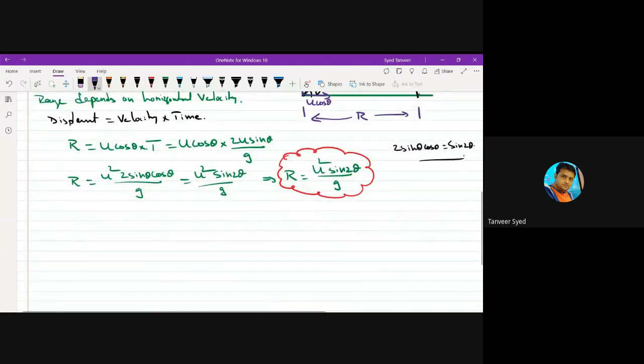Okay. And an important point regarding this range is, for a given velocity, that means u is fixed. Then what does range depend upon? If u is fixed, u is constant, g is however constant, then range changes with theta. If you change theta, angle of projection, range changes. For what value of theta will the range be maximum?